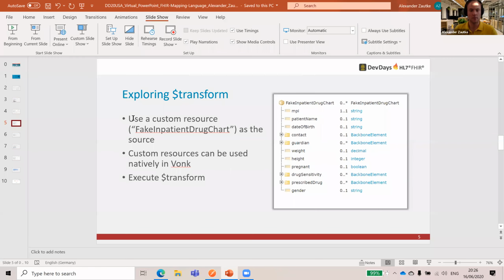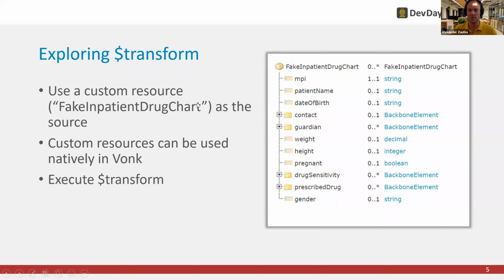So we covered what is a custom resource, how to post that to Vonk, and then provided the custom resource to $transform in the transformation process. And through that mechanism, you can define any XML, JSON as you like, as long as it's describable by a structure definition. Any questions so far?